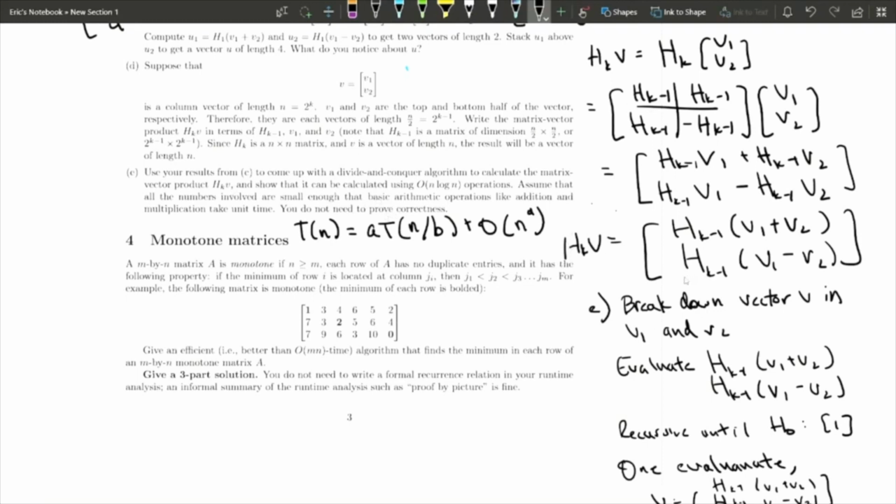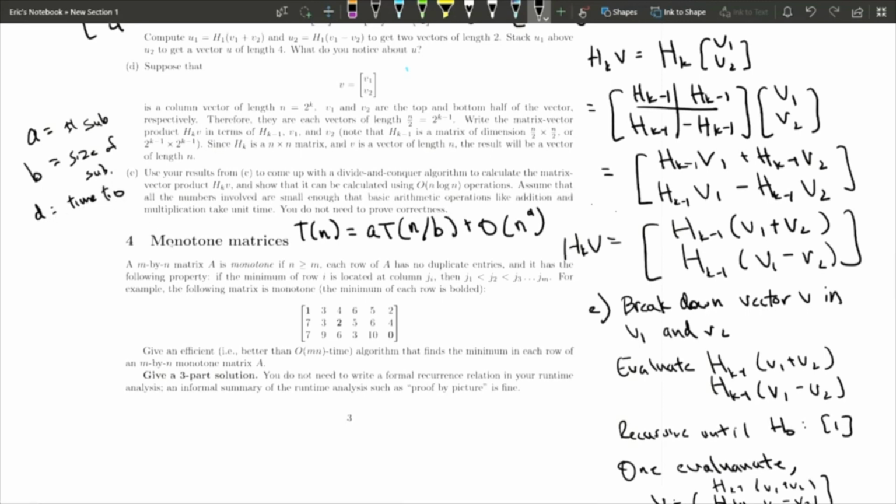So the basis of divide and conquer algorithms is that we take subproblems and combine these subproblems into a unified solution. So let's take a look at this term A. A is the number of subproblems. B is how we break down the problem, the size of the subproblem. And then finally, D is the time to bring these subproblems together, or the time to evaluate the current level.